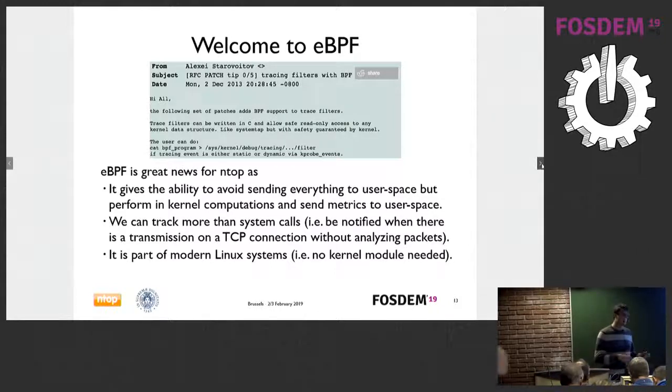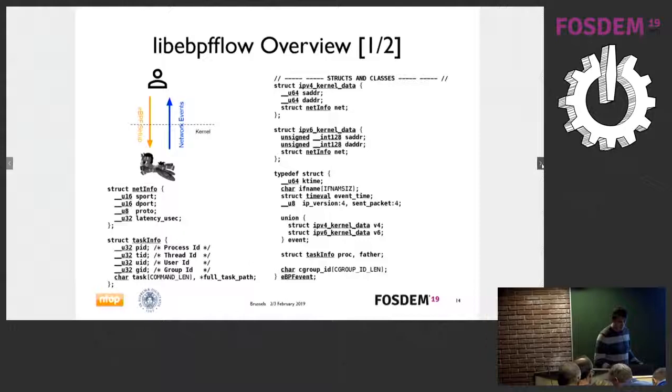Because the code is executed inside the kernel, we can compute metrics and send to user space only the things that are needed, avoiding sending all the information we can collect. Both these features give us great savings in terms of CPU usage. Furthermore, BPF has another key feature: it doesn't need the installation of another kernel module, because it is embedded in modern Linux kernel versions. So these are very great things.